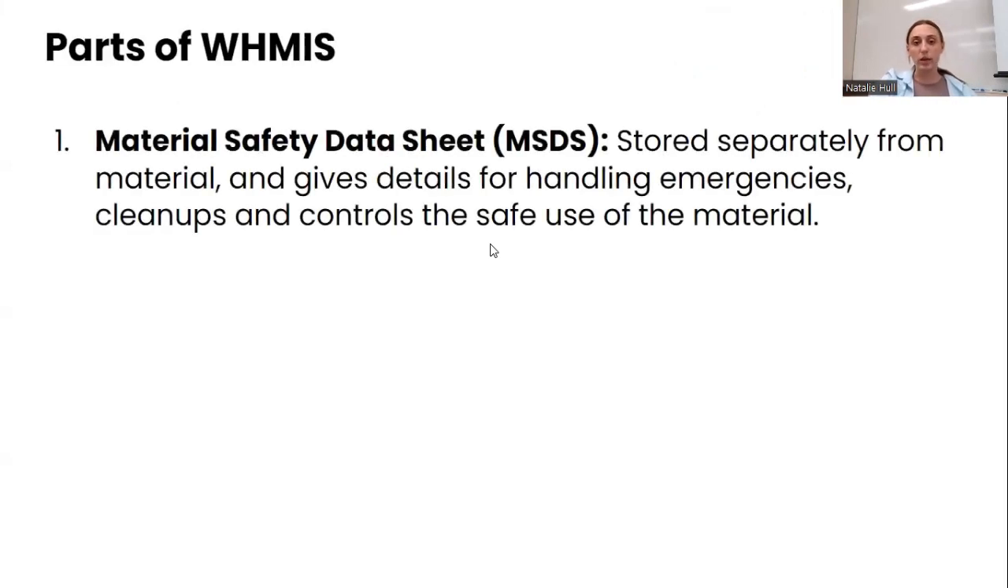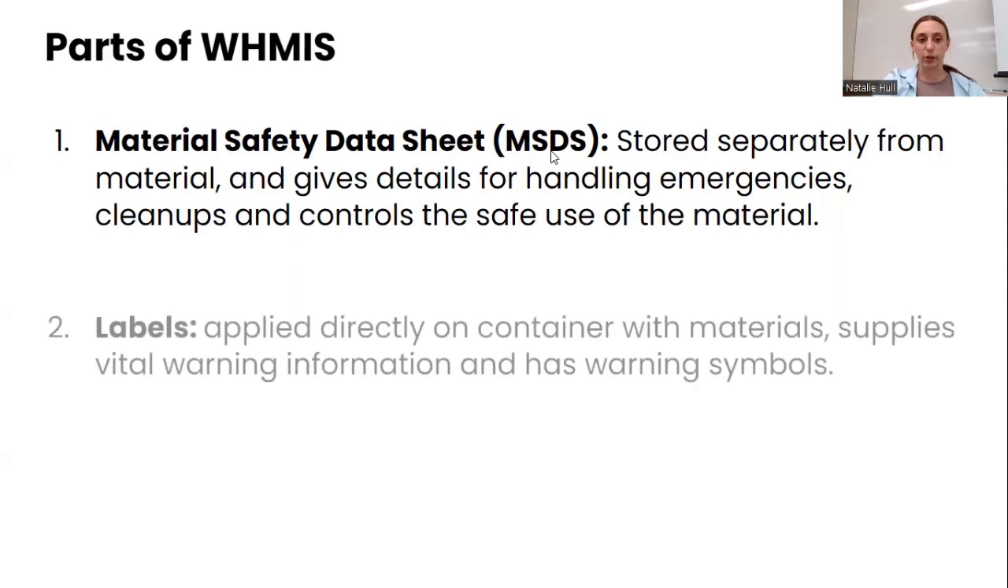So you see this in the workplace. There are 3 parts to WHMIS. The first part is the MSDS. Now every workplace will have an MSDS, which is stored separately from that material and essentially gives all the details and information needed in order to handle emergencies, cleanups, and safe use of that material. So it's basically like the instruction manual for how to use that hazardous material.